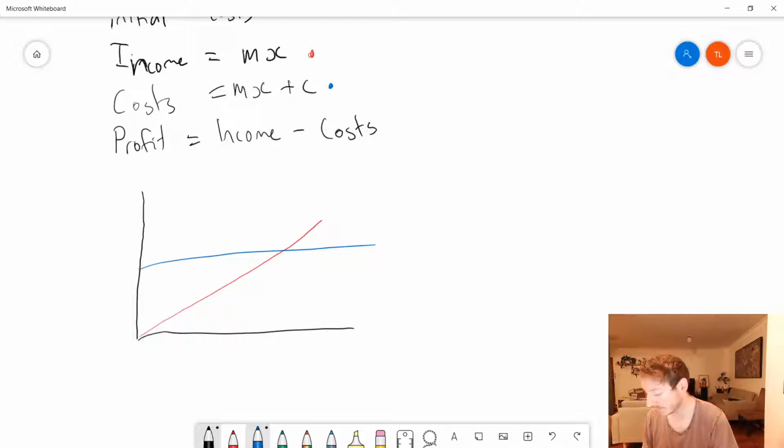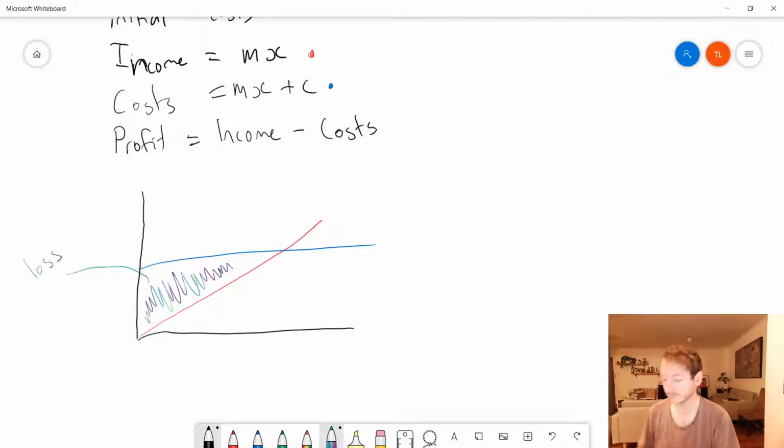Now there's 3 key features on this map, and I'm going to use, let's use galaxy color, why not? So in here, this is loss. So I should label my axes as well. This is dollars, and this is number of items sold or produced or something like that. So in here is our loss section. Our costs are currently higher than our income.